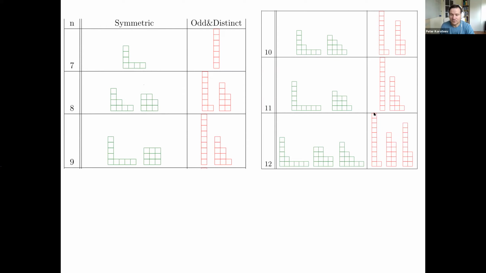Say for 12, we have 11, 1. And then there's a hook plus 1. Same works for 10. Maybe it will get you something.